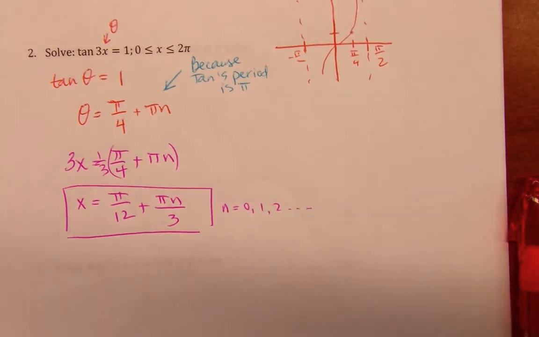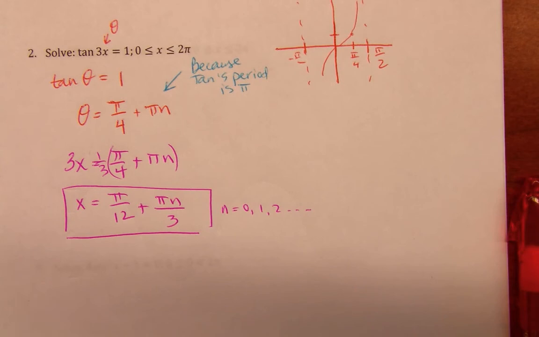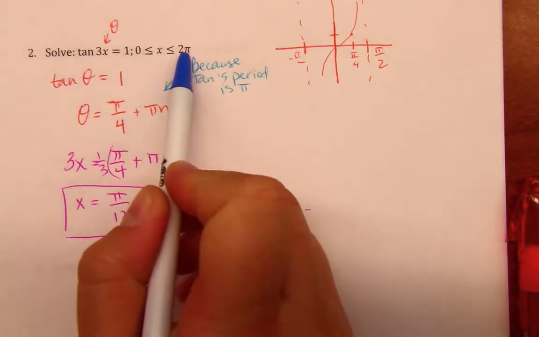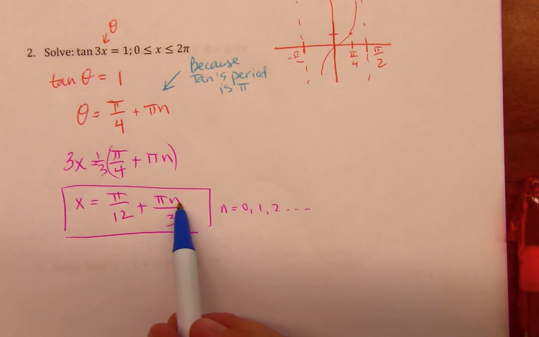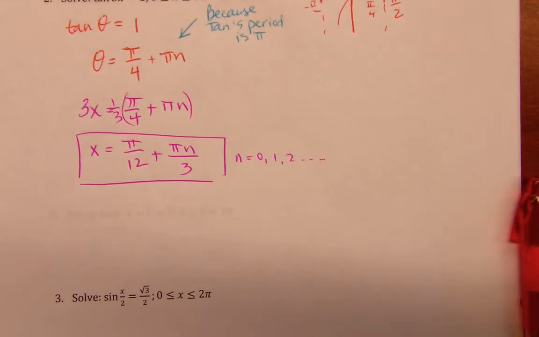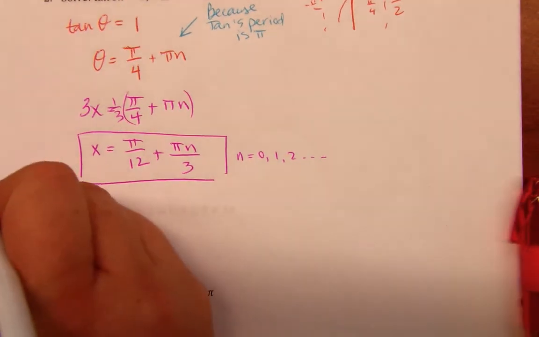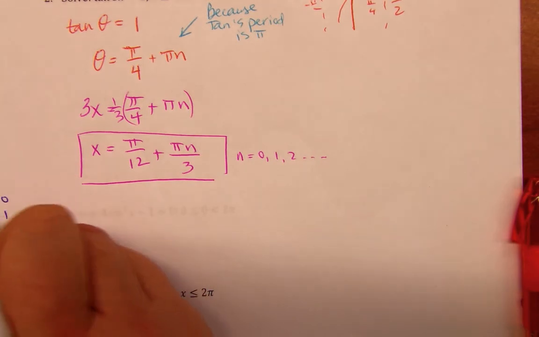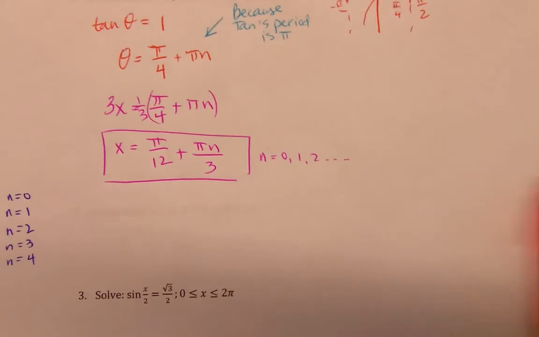But there's one other thing that's different about this problem, and it's up at the top. It says we just want the angles from 0 to 2 pi. So what we're actually going to do is plug in values of n until we can't plug in any more. So I have n equals 0, n equals 1, n equals 2, n equals 3, n equals 4, and we'll see how many are too many.